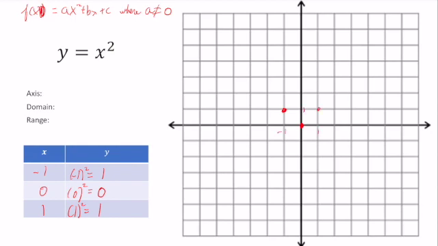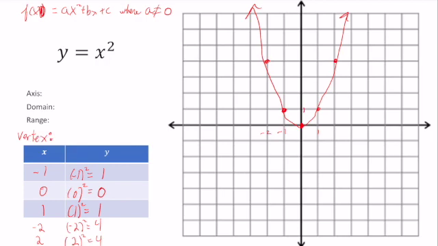Okay? Now, let's find a couple more so I can really see what this is looking like. If I have x as -2, I have -2 squared, which is 4. If x is +2, I have 2 squared, which is 4. So we can kind of see this symmetry forming. So here's our parabola, okay?